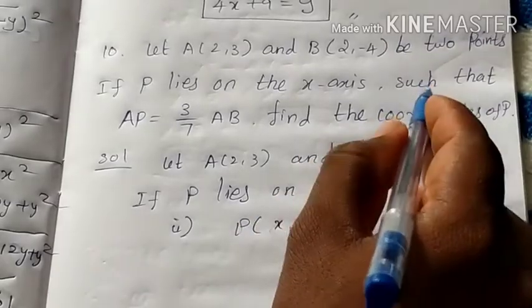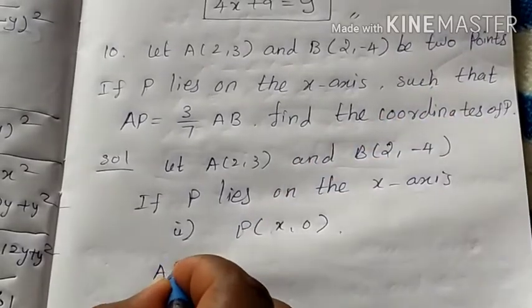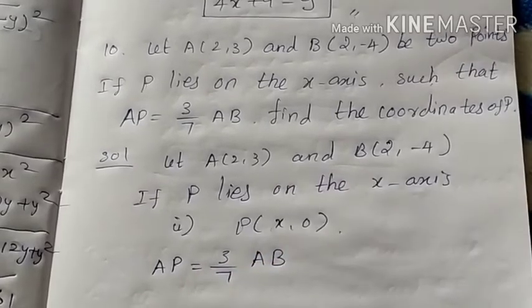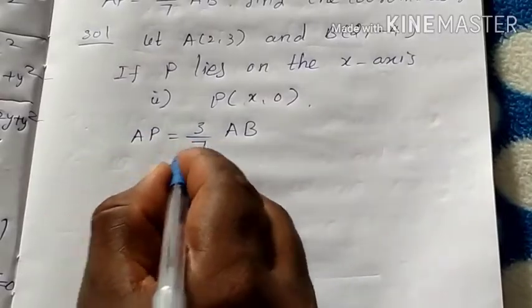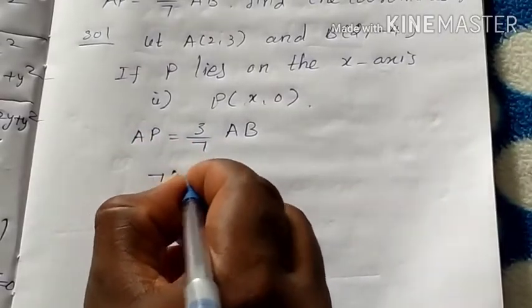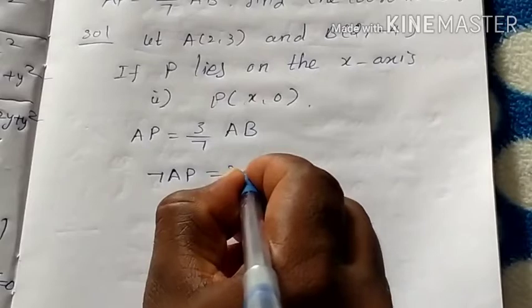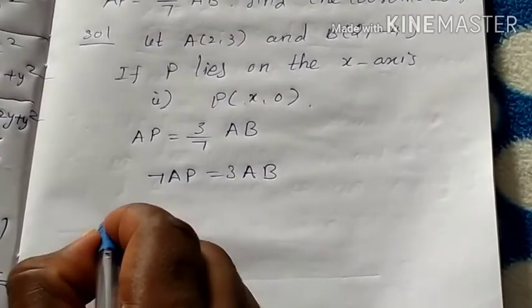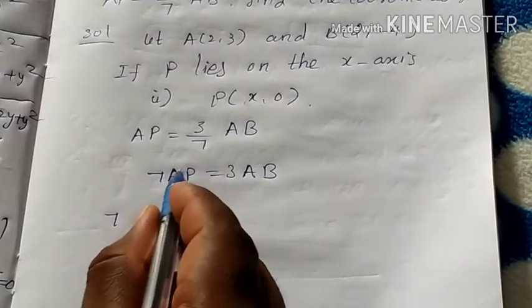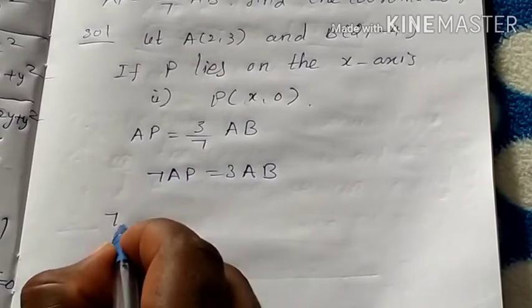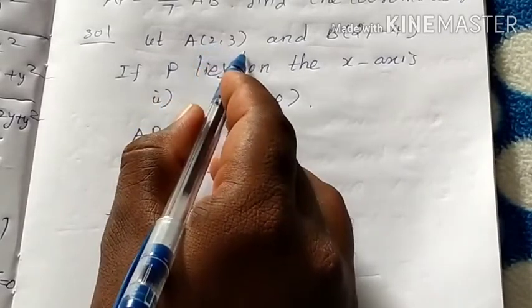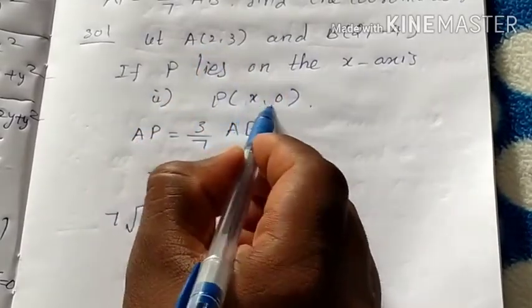Such that the given condition is AP equal to 3/7 into AB. Okay, this is the given condition. Making the multiplication, 7 into AP, 7AP equal to 3 into AB. Then 7 into AP, the distance between the point A and P, so square root of, now consider A and P. A is (2, 3) and P is (x, 0).